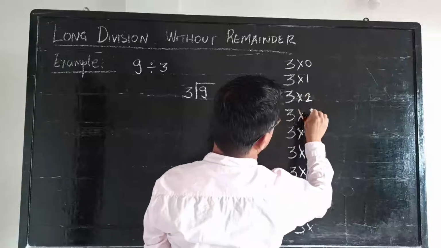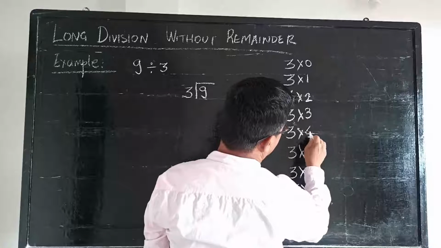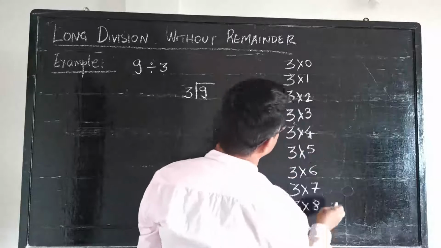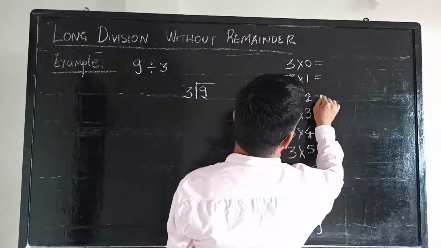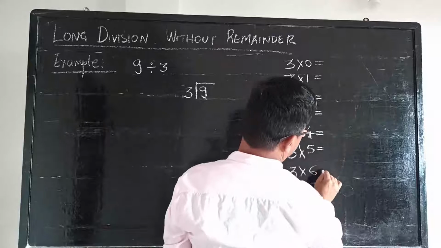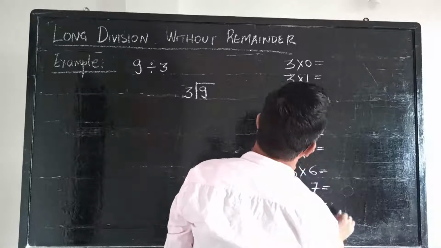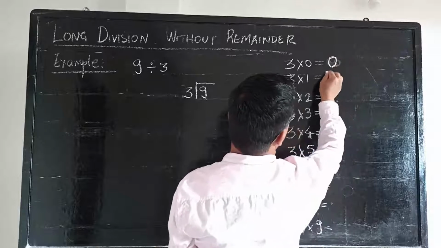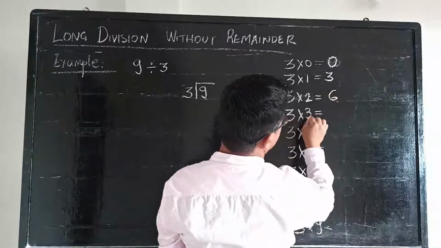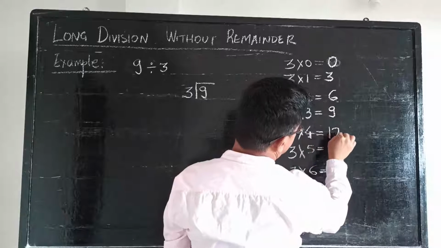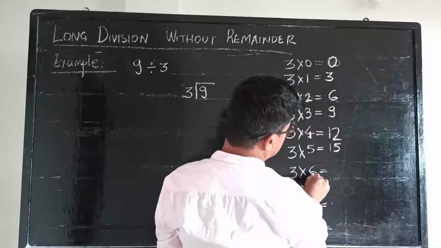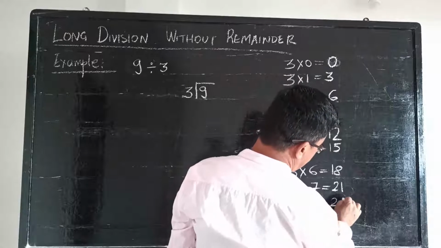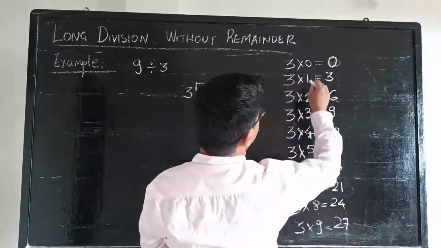Zero, 1, 2, 3, 4, 5, 6, 7, 8, 9. Three zeros are 0, 3 ones are 3, 3 twos are 6, 3 threes are 9, 3 fours are 12, 3 fives are 15, 3 sixes are 18, 3 sevens are 21, 3 eights are 24, 3 nines are 27.